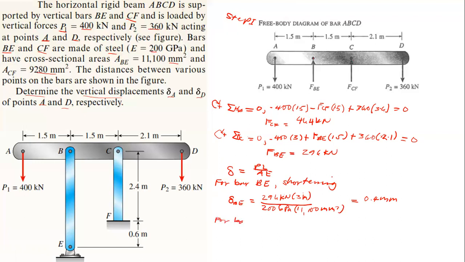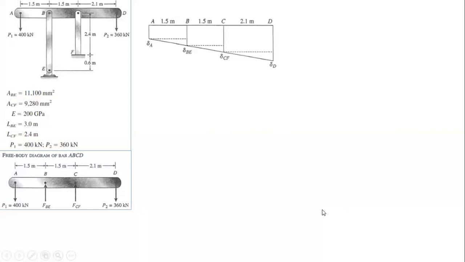For bar CF, it is still shortening, because it is also under a compressive load.